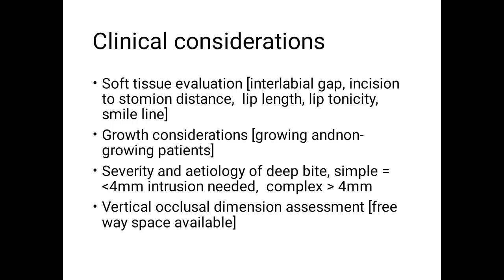And also you look at severity and cause. Now for severe deep bites, those are complex ones, which are over 4 millimeters or over 50% overlap, are not the same as those that are below 4 millimeters or less than 40-50% overlap. The management criteria is totally different. And also you look at the freeway space available. This is also very useful, especially if you are going to have to extrude the posteriors.